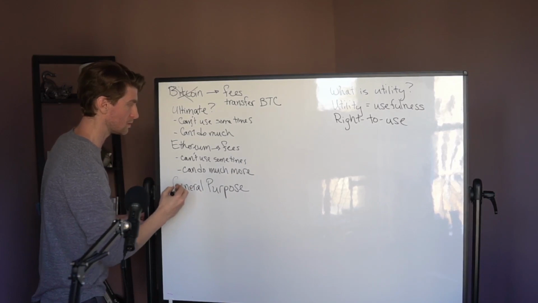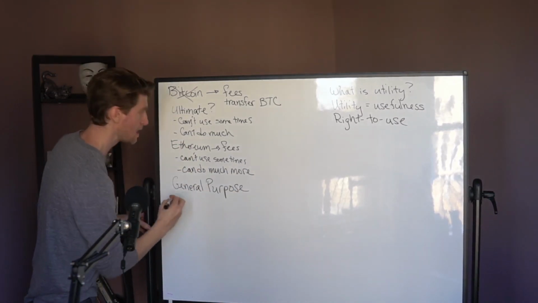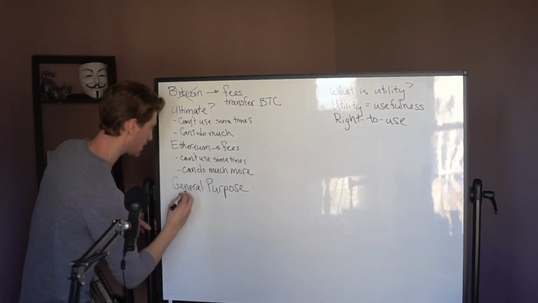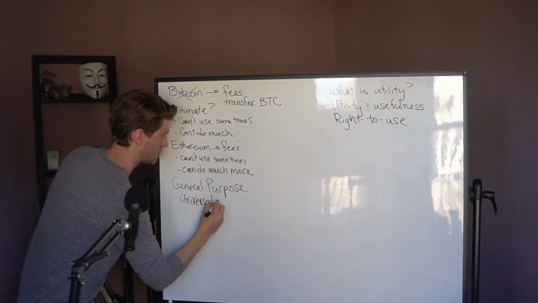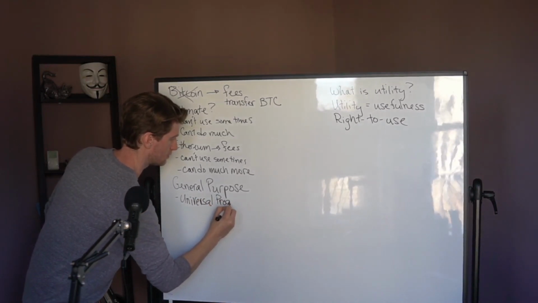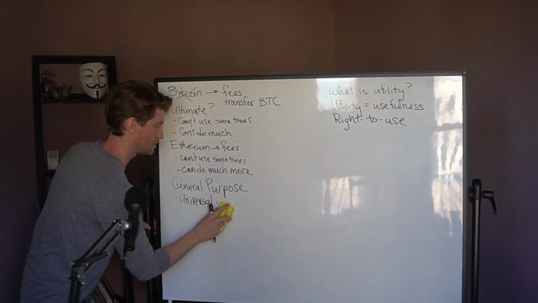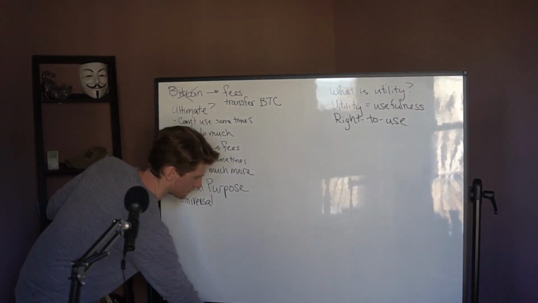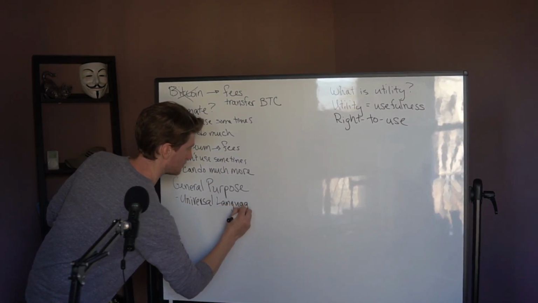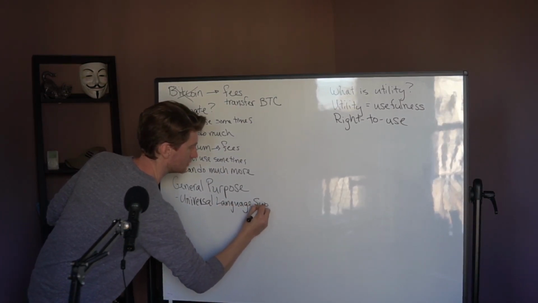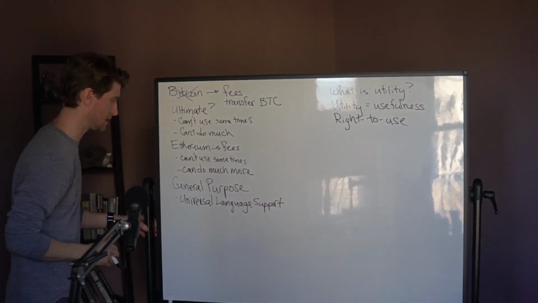So let's imagine if developers could use any programming language to write programs on this general purpose blockchain, and we'll call that universal language support. I know it sounds crazy, but we're just thinking about the ideal utility token now.